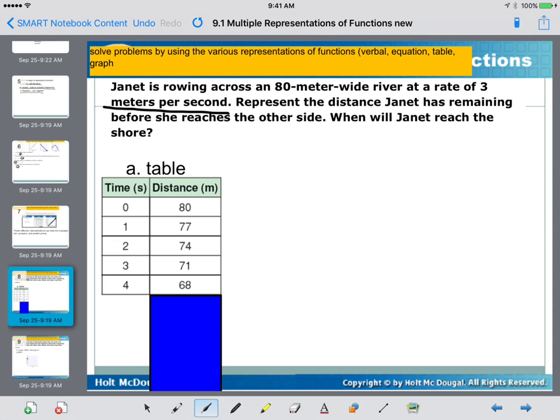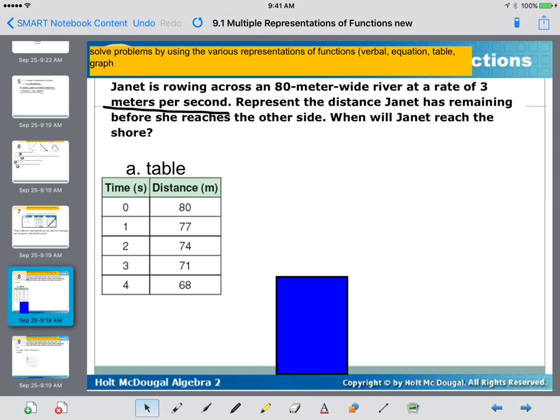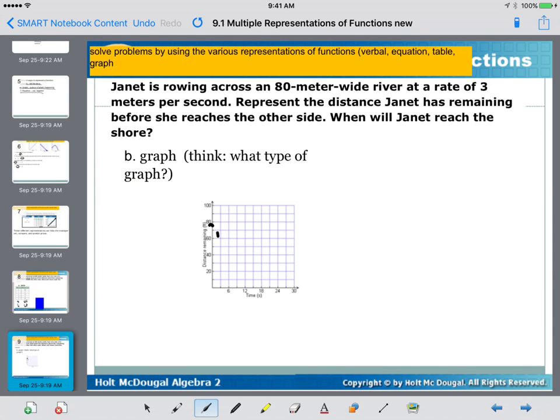If we kept going with this table here, and we got to 5, that'd be 3 more, so we'd be at 65, and at 6, we would be at 62. So if I go to my graph here, I look at 6, that's about 62. It should be above there a little bit.